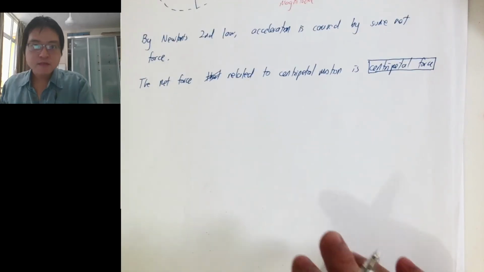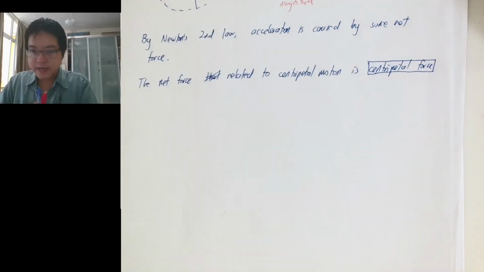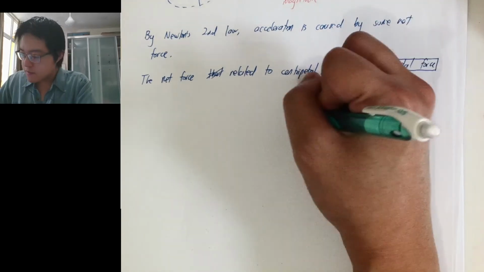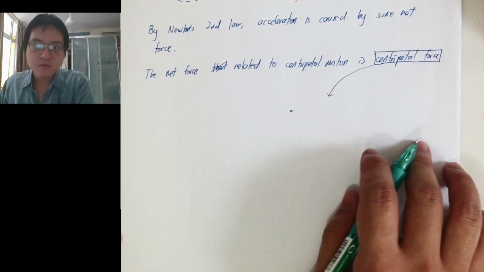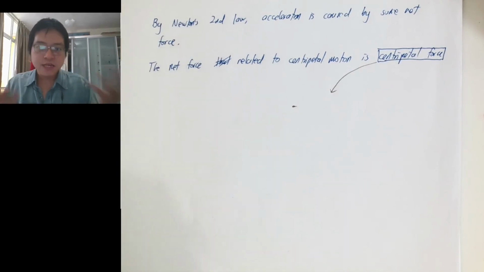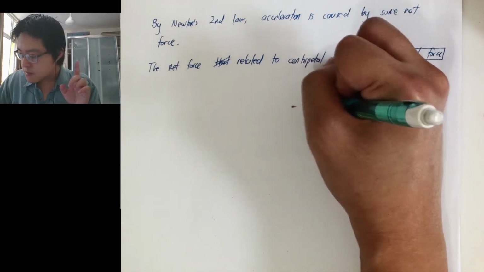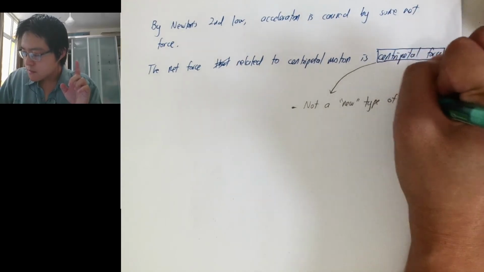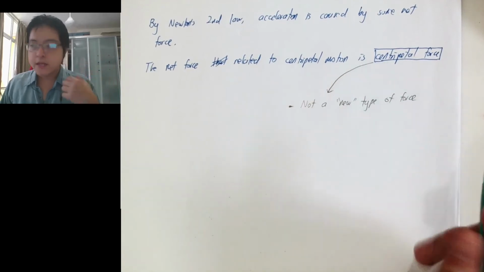So still got some time left, so I should add some remarks. This centripetal force, an important thing I want to mention: over this chapter 2, I have been introducing new types of forces, and every time we talk about a new type of force, I teach you how to get the magnitude, how to get the direction. This centripetal force is not a new type of force. It is just a combination of forces that we already know.